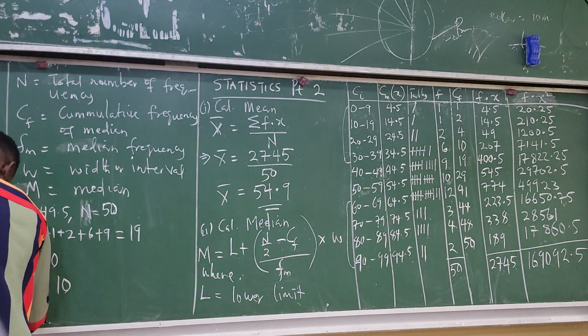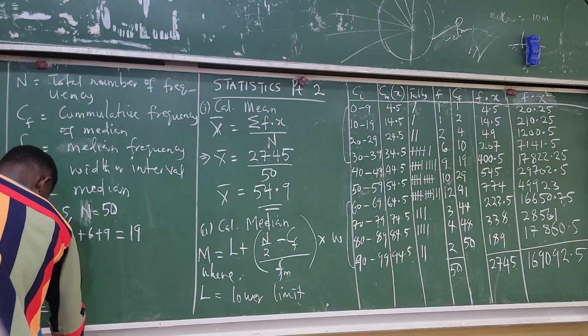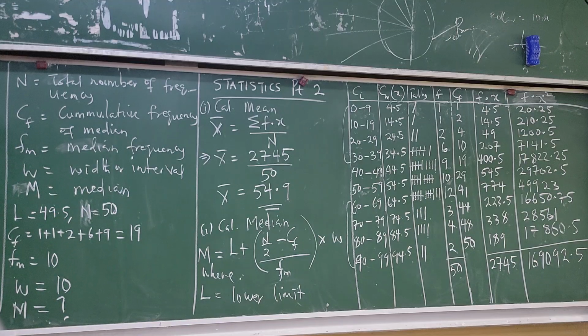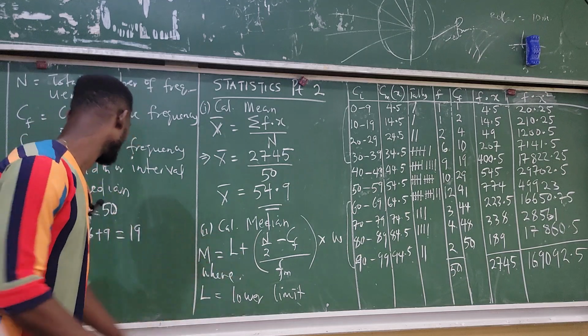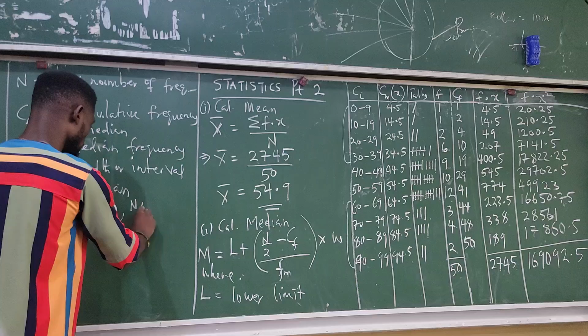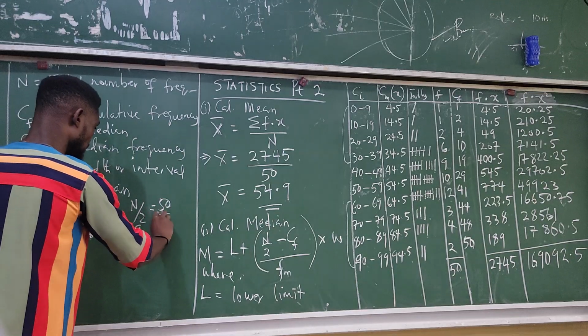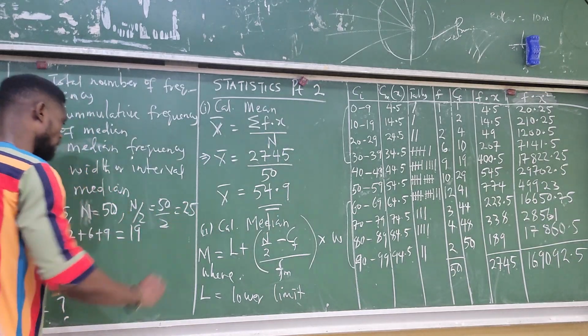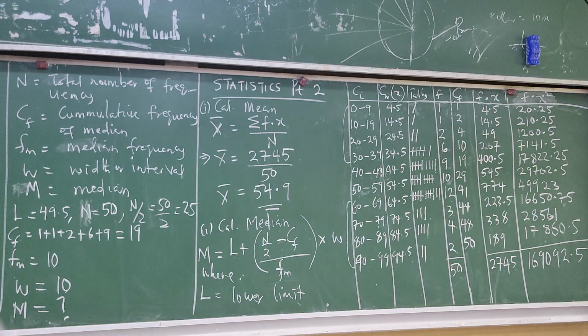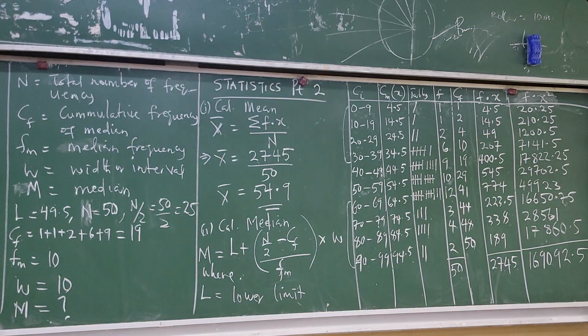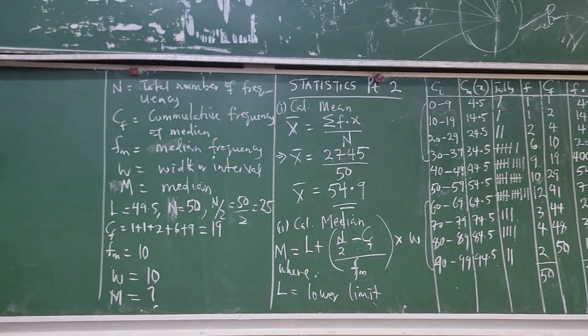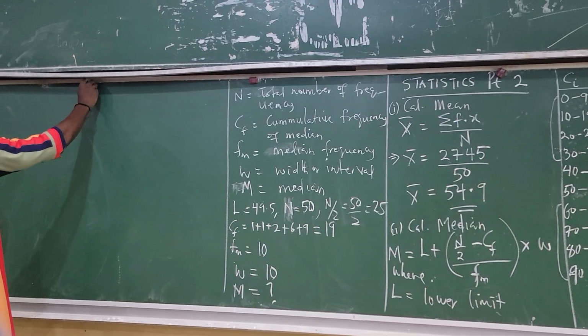And our median is not given. We are asked to solve it, that's the question mark. So doing that, substitute it into our formula. But remember that n divided by 2, which is 50 divided by 2, will give you 25. So our n divided by 2 is 25. So substitute it into that formula.